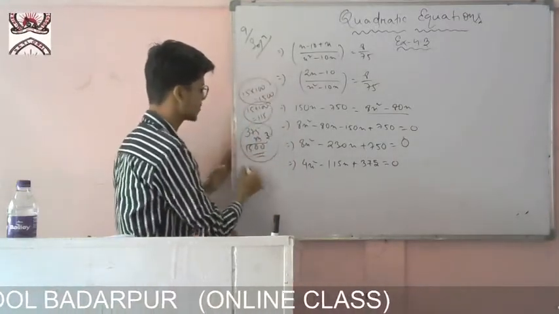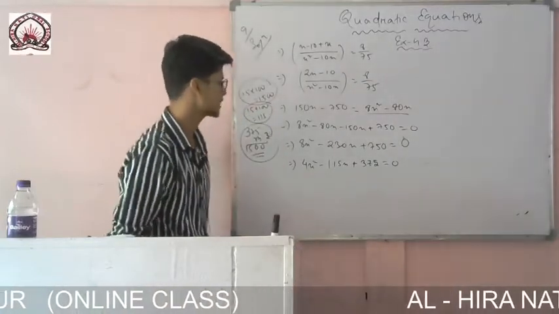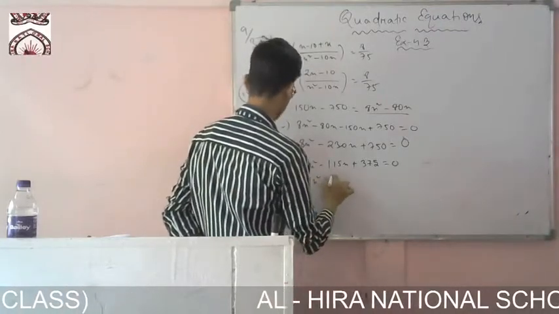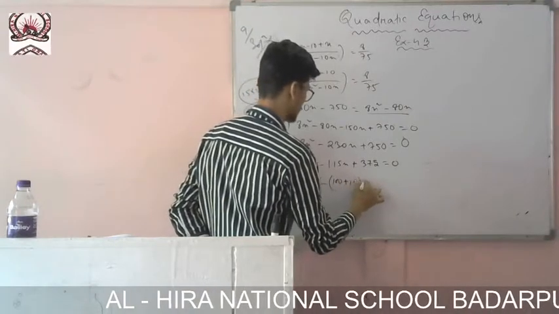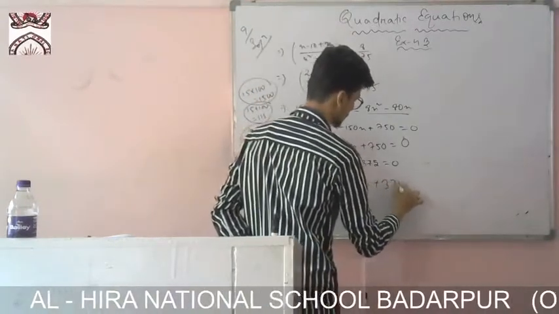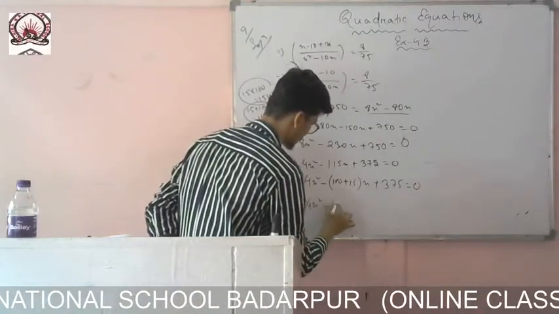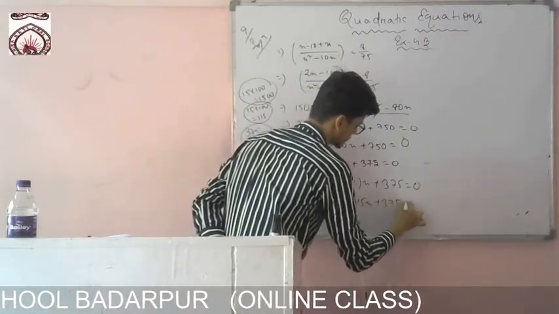You just see there I have got 1500, so 15 into 100 it is 1500, and 15 plus 100 is 115. So I can write it as 4x square minus 100x minus 15x plus 375 equals to 0.